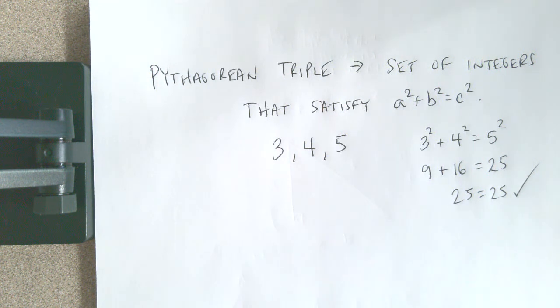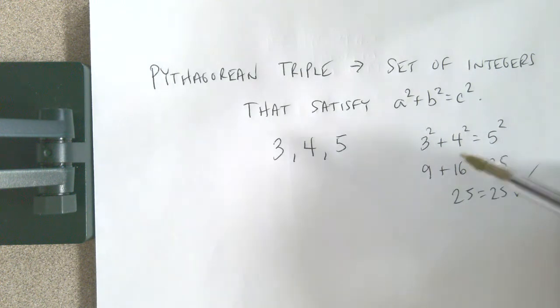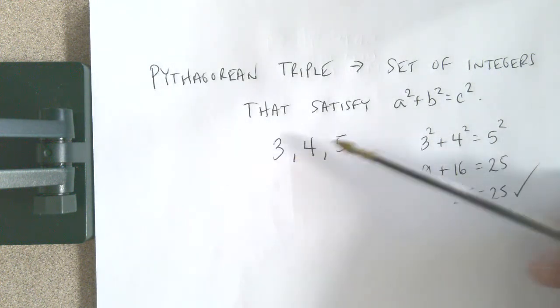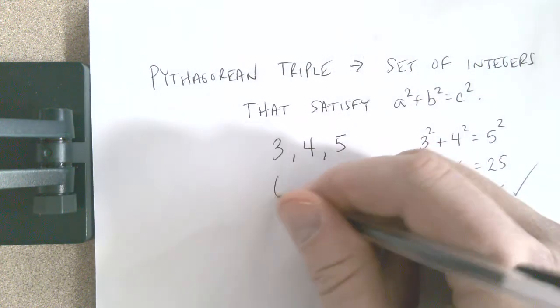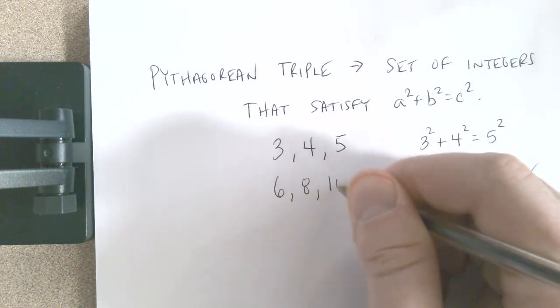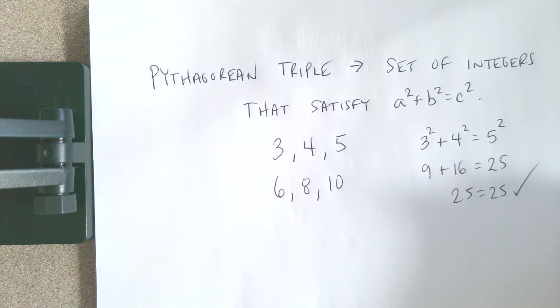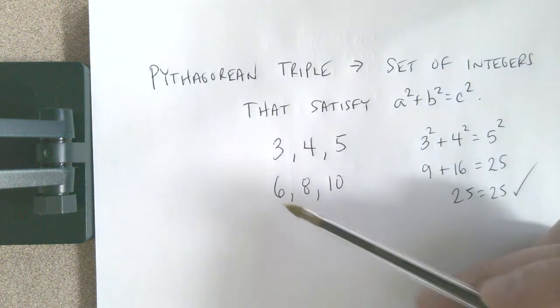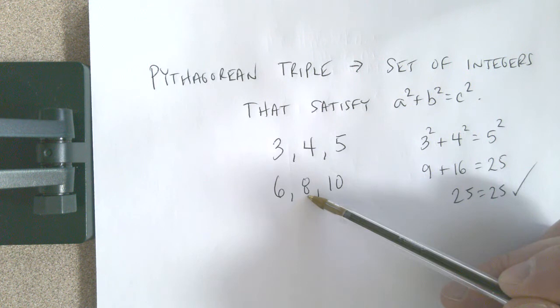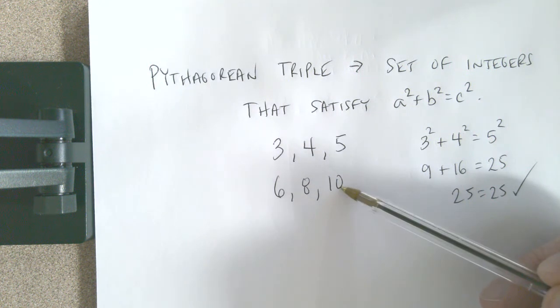Can you think of any other sets of numbers that would make a Pythagorean triple? Another pretty simple one is to take these three numbers and double them. We could do 6, 8, and 10. That also makes a Pythagorean triple because 36 plus 64 equals 100.